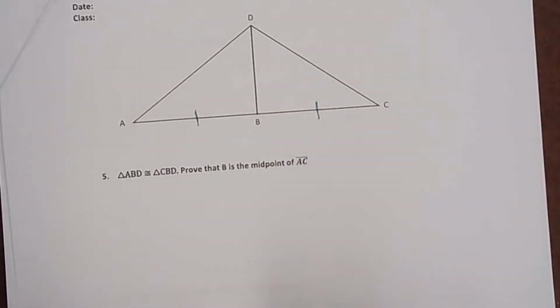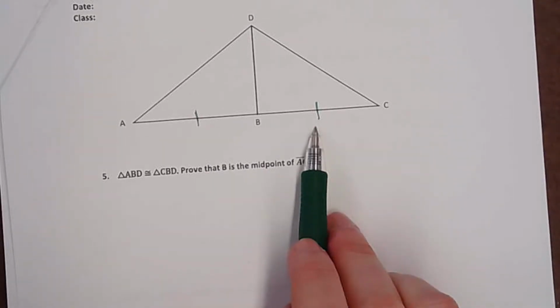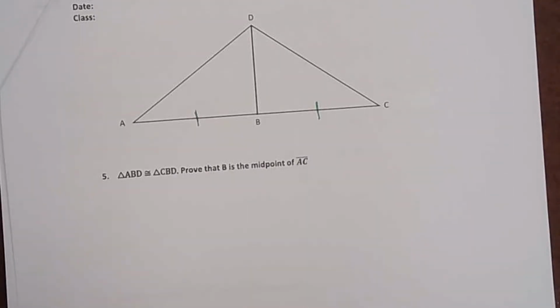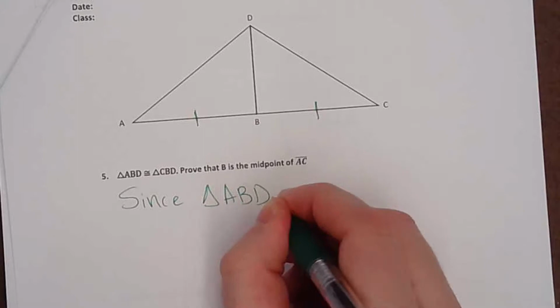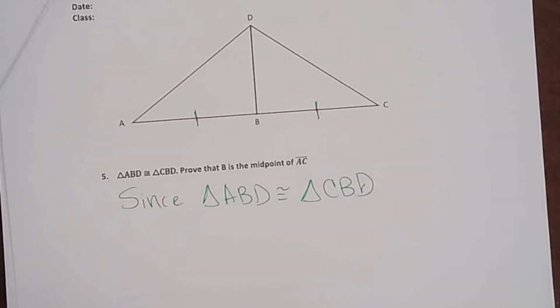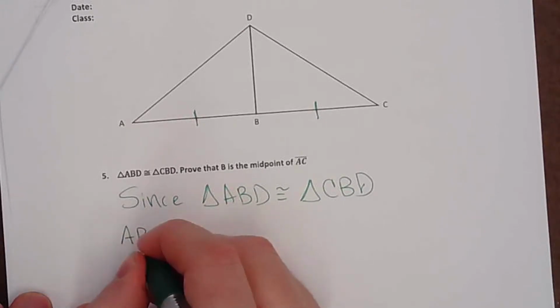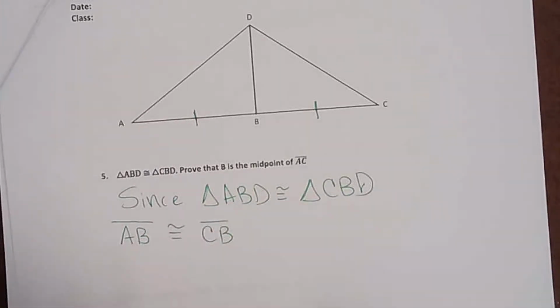Because that's what midpoint means, right? So we need to prove those two little tick marks that I put there, right? How do we prove that those two are equal? Well, it's similar to the first problem. So we start out, since triangle ABD is congruent to triangle CBD, we know that AB, the line segment, is congruent to line segment CB.